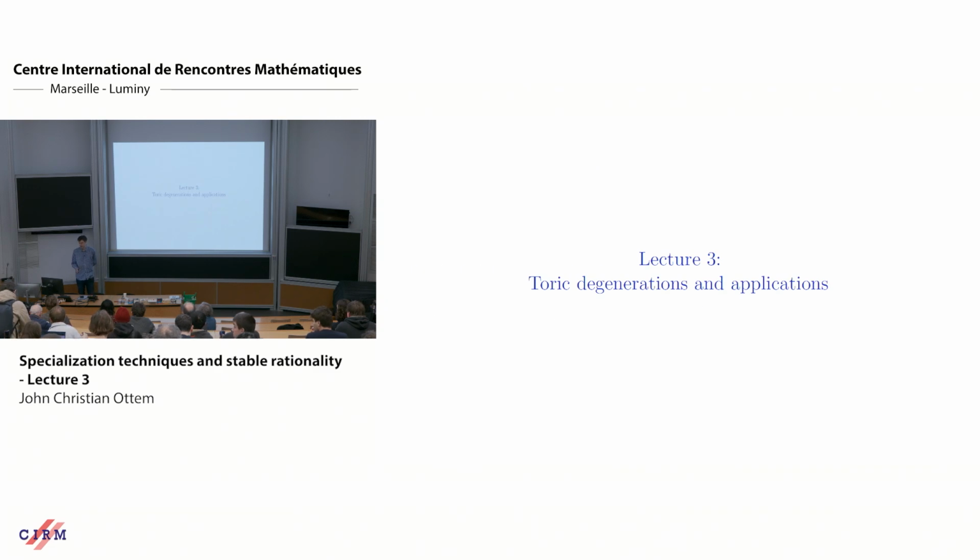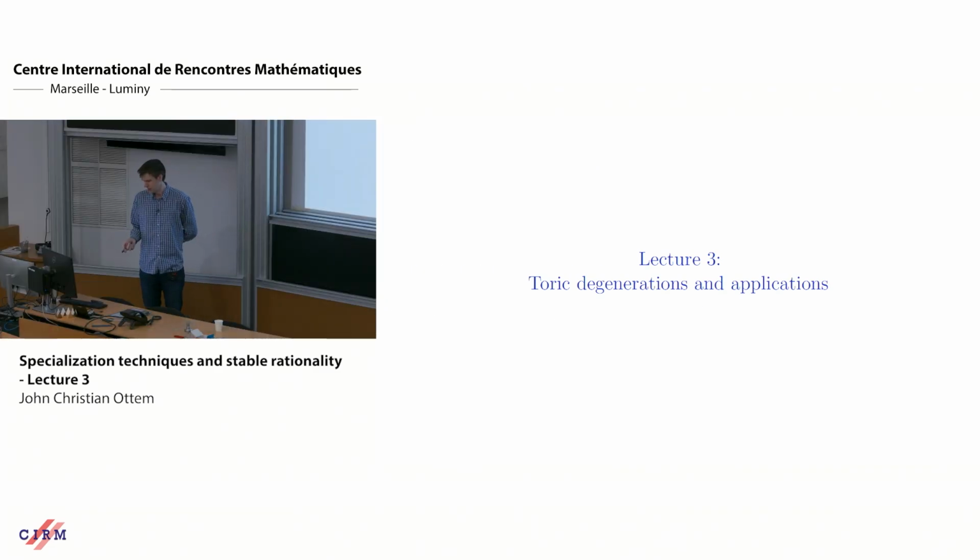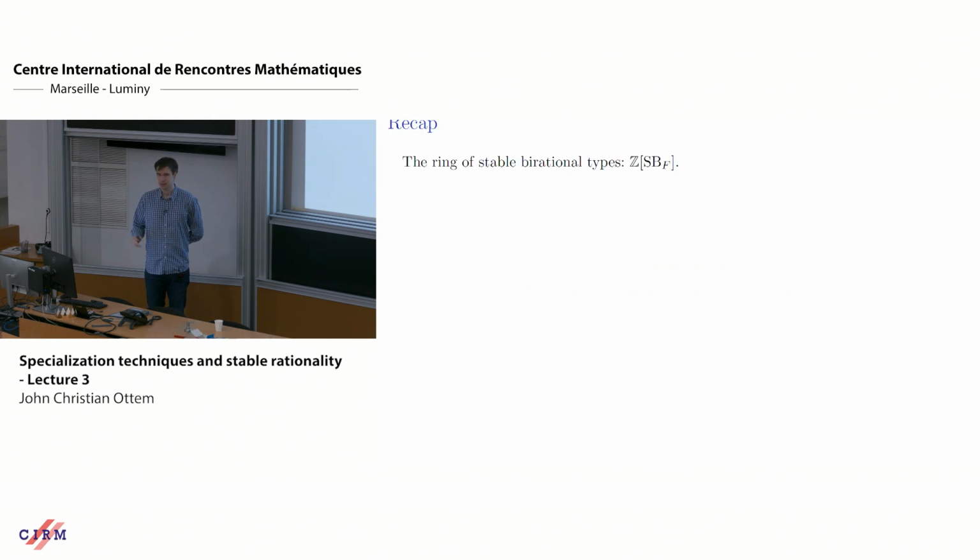So today I'll continue on stable rationality. Let me do a quick recap to make sure that we are all on the same page. Last time we introduced the ring of stable birational types, which is sort of the simplest way to work with birational geometry, or stable birational geometry.